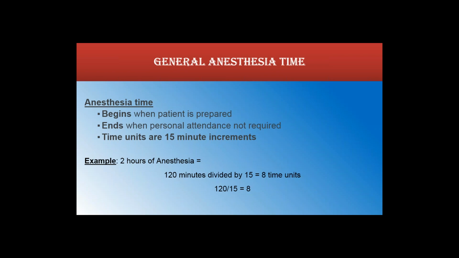General anesthesia time. Anesthesia time begins when the patient is prepared, ends when personal attendance is not required, and time units are 15-minute increments. So in our example, 2 hours of anesthesia time would equal 120 minutes divided by 15, which gives us 8 time units.